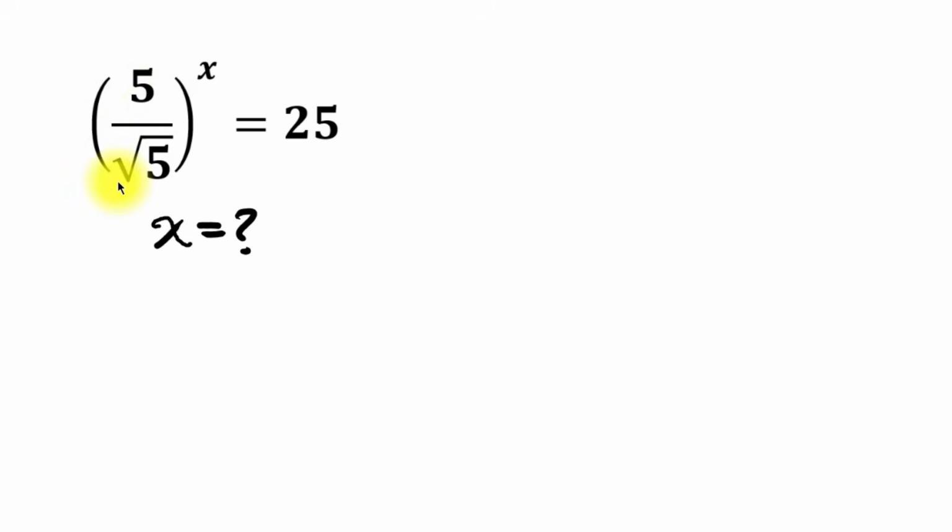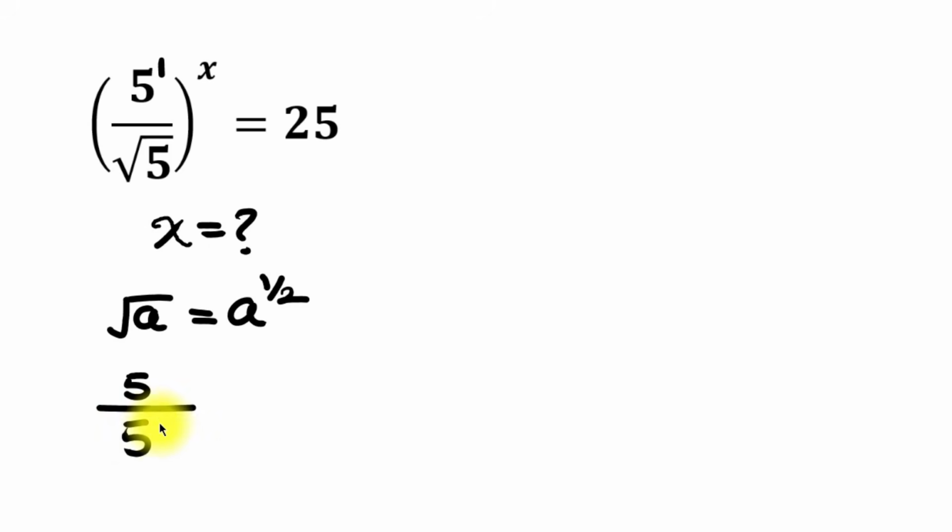Well, we have to start with the left-hand side. Now notice that this 5 is raised to the power of 1. And from indices, whenever I have a square root of a value, let's say a, this is the same as a to the power of half. That means the square root of 5 can be rewritten like this. So we have 5 all over 5 to the power of half, right? Good. All raised to the power of x. And this is equal to 25.